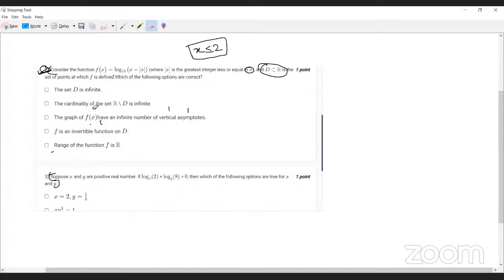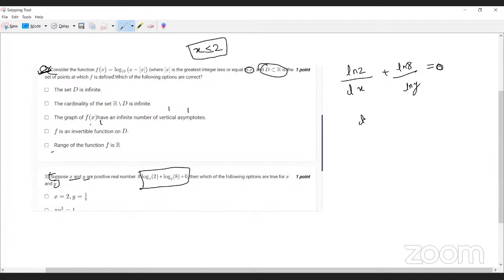Okay, in the third question, what we have to find out is the value of x and y. Simply, you have to just simplify this. How will you simplify? I used the base change formula: ln of 2 upon ln of x plus ln of 8 upon ln of y is equal to 0. Then we simplify this.